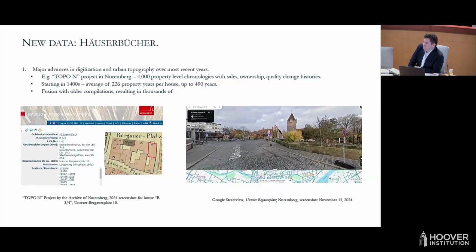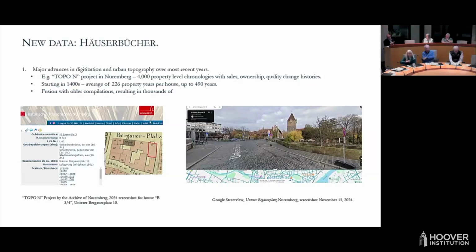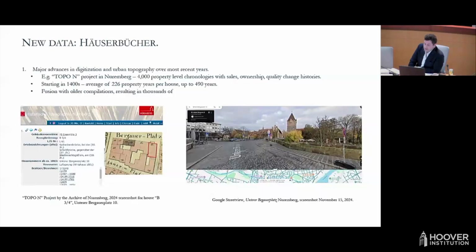Yeah, please. Are you worried at all about the sort of selection on survival? I mean, similar issues come up with prices, CPI more generally, right? That the houses that survive, maybe these are in less dynamic parts of the city where there's been less rebuilding. Correct. So quality change might be smaller than the city as a whole. Yeah, absolutely. Let me get back to this.